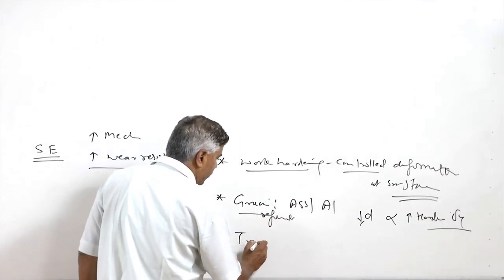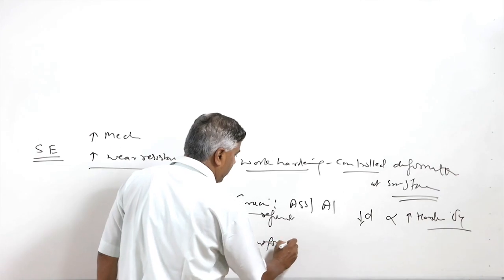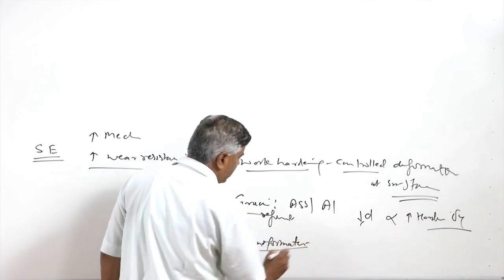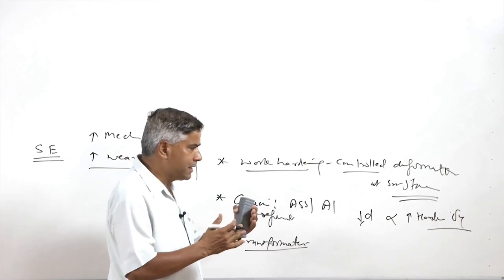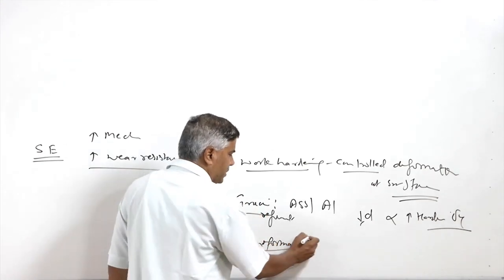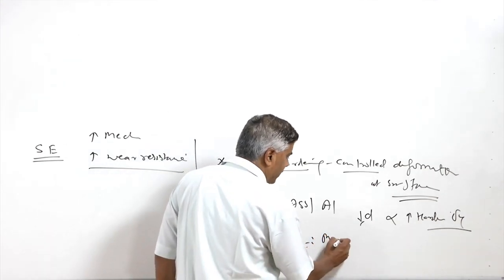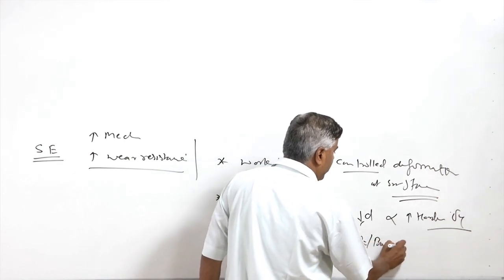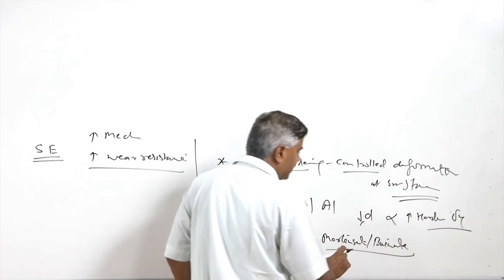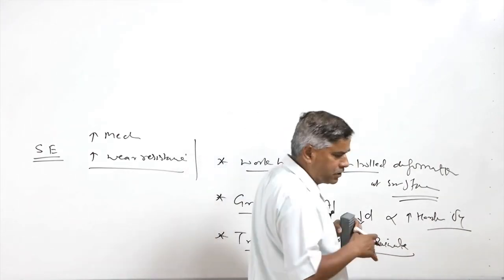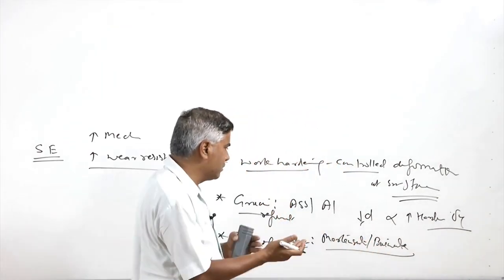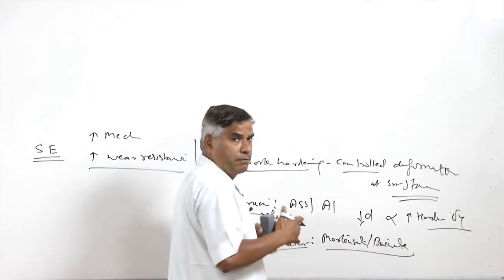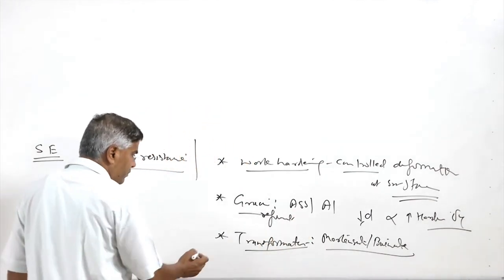Another one which is very commonly used is the transformation hardening. In the case of transformation hardening, in the surface layers such structures are formed which are really hard, like martensite and bainite. So hard and strong structures are formed at the surfaces through thermal treatments, mostly in case of steel, so that the surface properties get improved.